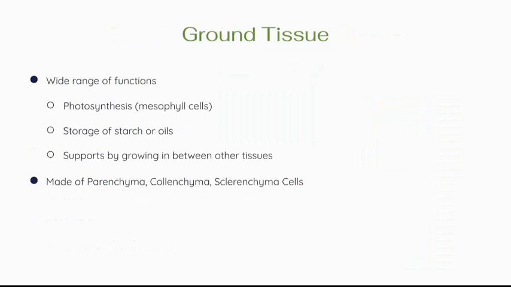Ground tissue. Ground tissue serves a wide range of purposes. It depends on what the plant needs, basically. It can perform photosynthesis, like mesophyll cells. It can store starches or oils or whatever food the plant needs for energy. And it can provide support by growing with other tissues, basically.